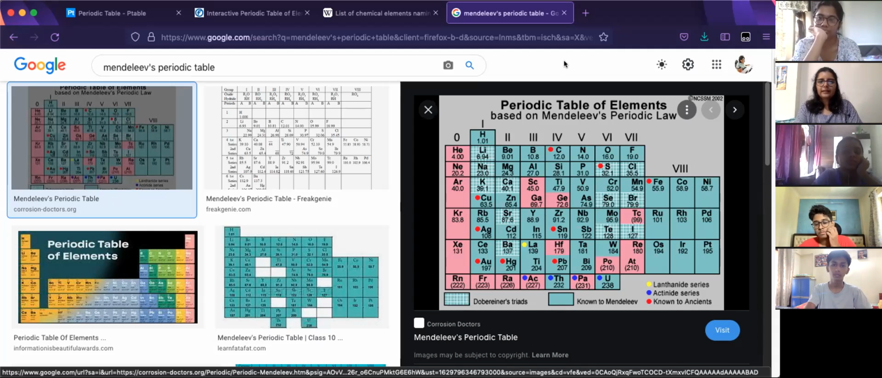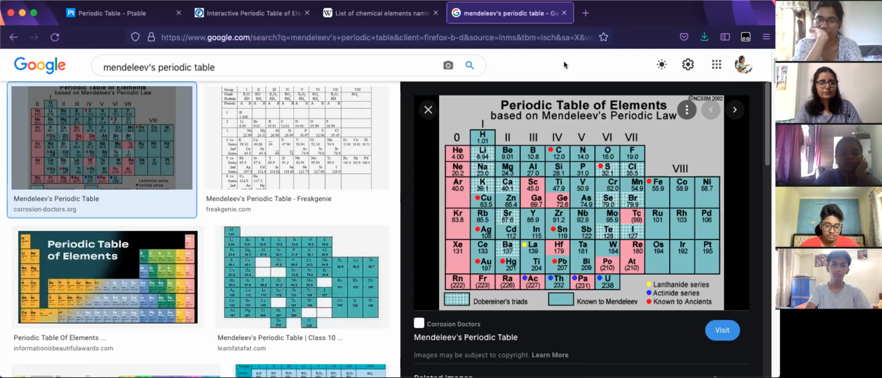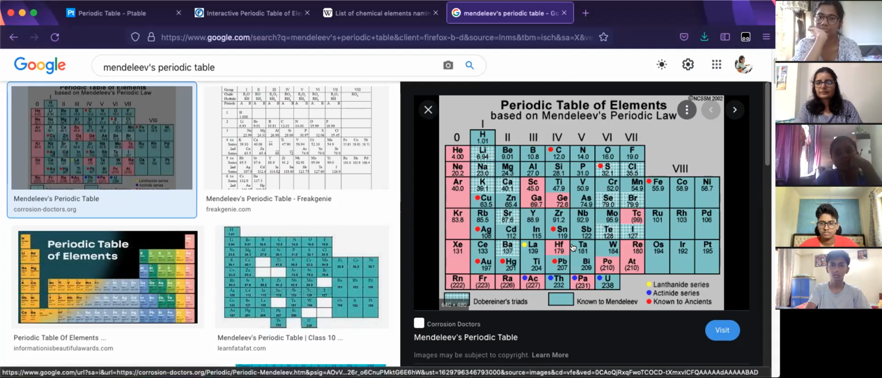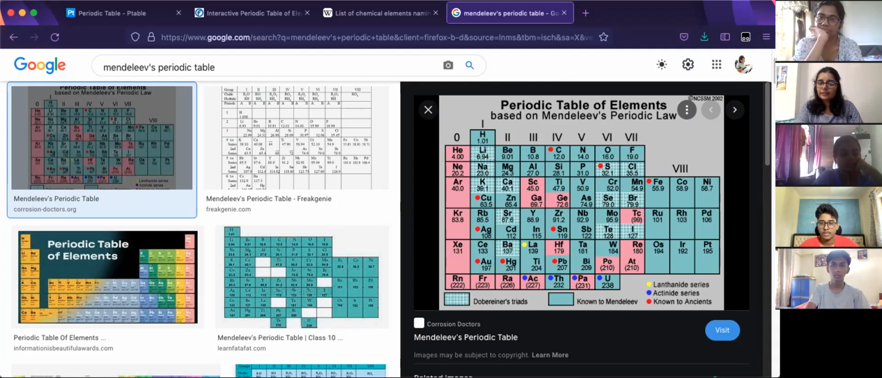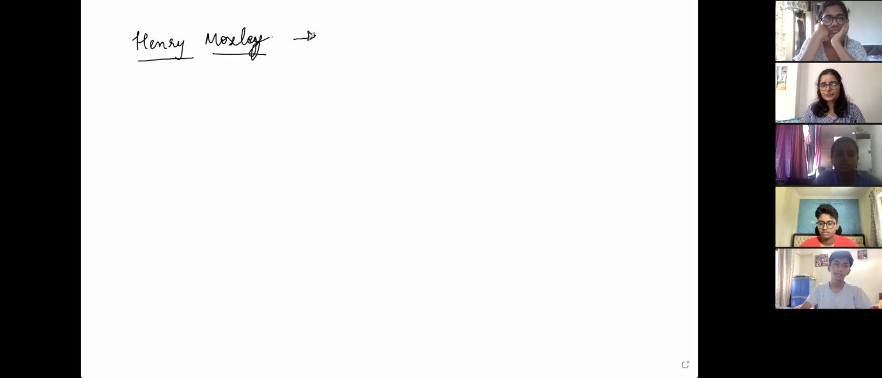Okay, and after that, in the 1900s, oh, Kaveri came and went. Okay, so in the 1900s, the atomic number was discovered. Once the atomic number was discovered, it was this guy called Henry Moseley. So Henry Moseley was the one who first put thought into it.